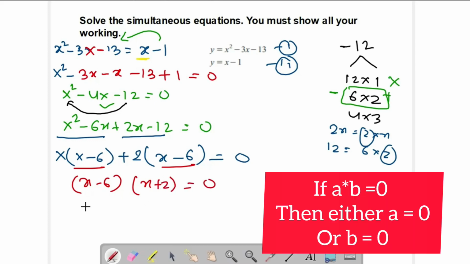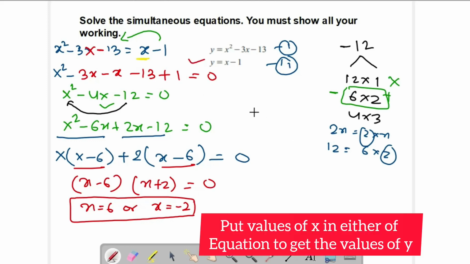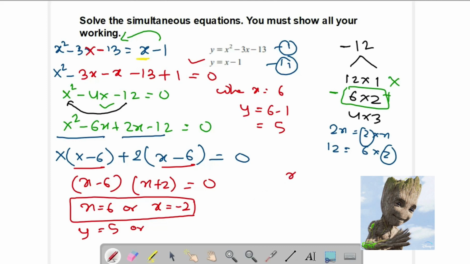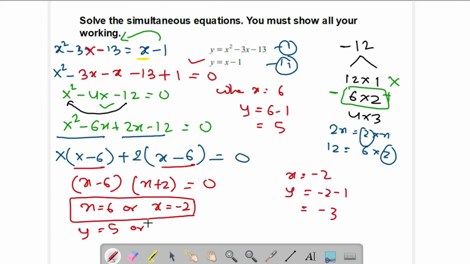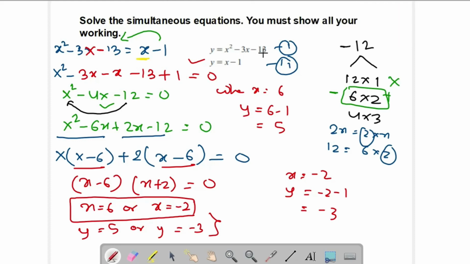So we are going to get two answers. x is equals to 6 or x is equals to minus 2. Based on this we will get the value of y. So when x is 6, y is 6 minus 1, which is going to be 5. That means y is equals to 5, or when x is equals to minus 2, then y is equals to minus 2 minus 1, which is going to be minus 3. So y is equals to minus 3. So this is how we can solve the simultaneous equation if it is in the form of a quadratic equation as well.